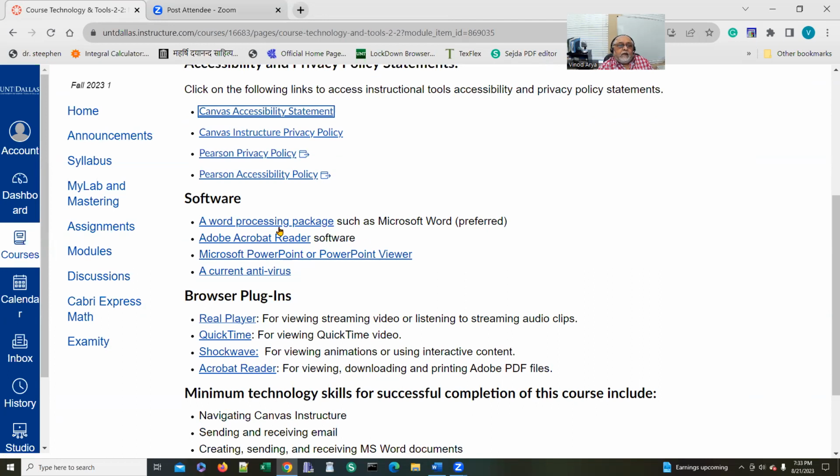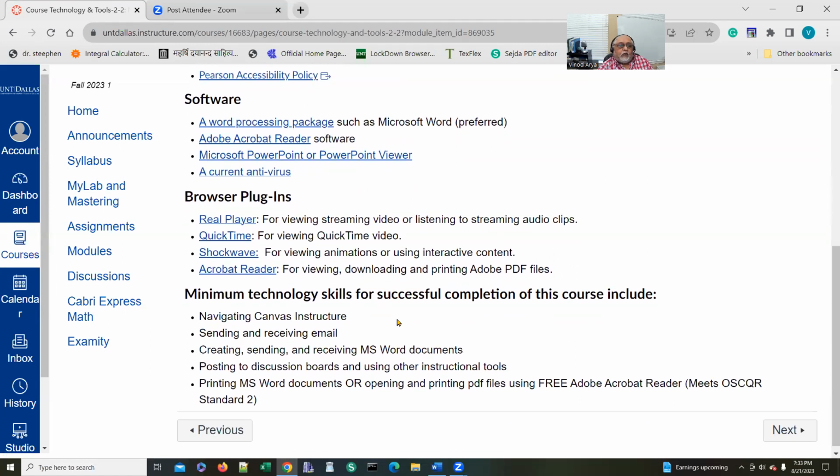Word processing package, Acrobat Reader, PowerPoint, antivirus. These are some normal things that usually you will already have on your computers.